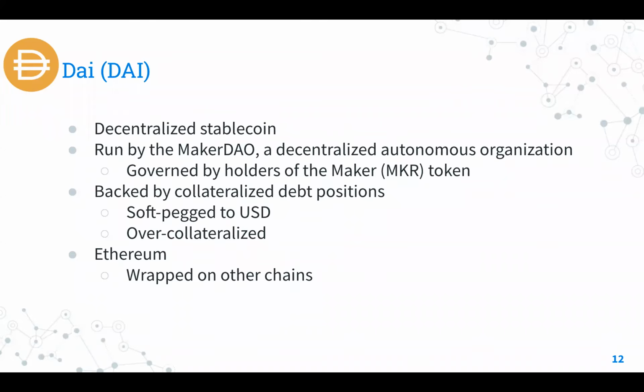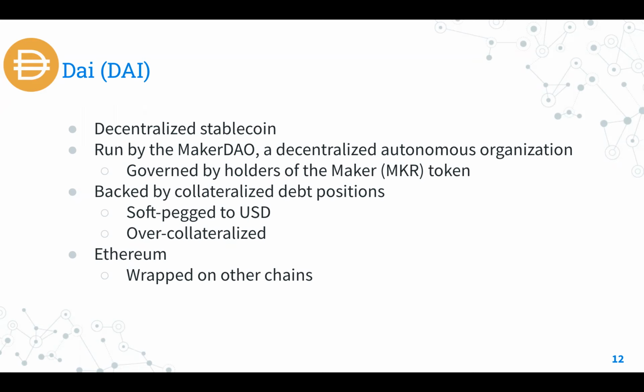So we have DAI, the most popular decentralized stablecoin, and it's run by a DAO called the Maker DAO, and it's governed by holders of the Maker token. This is what I was talking about. It's backed by collateralized debt positions. So this makes it soft pegged to USD because it's not exactly backed by USD. It's backed by assets equivalent to USD.